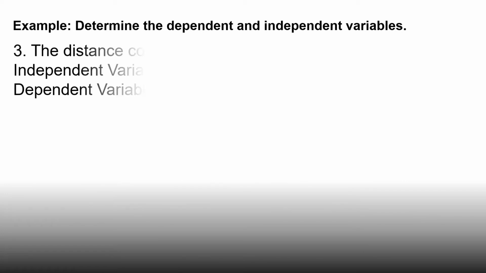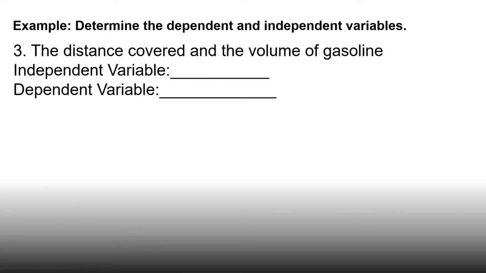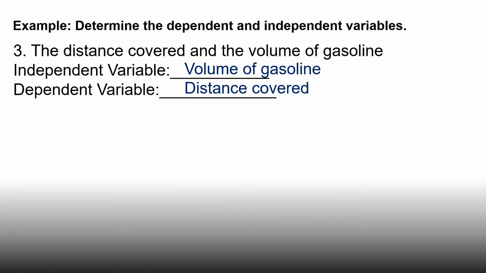Next example. The distance covered and the volume of gasoline. Which do you think is the dependent or independent variable? Yes, you're right. Independent variable is the volume of gasoline. And dependent variable is the distance covered. So, anong ibig sabihin nito? Kung gaano kalayo ang matatravel mo will depend on the volume o kung gaano kadami yung gasolina ng sasakyan mo.